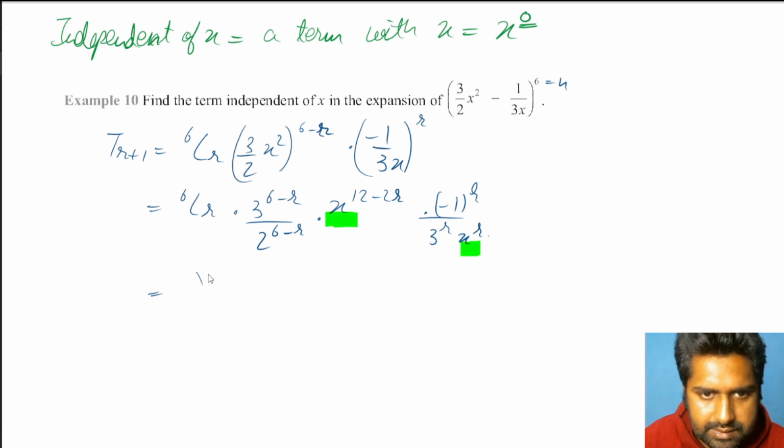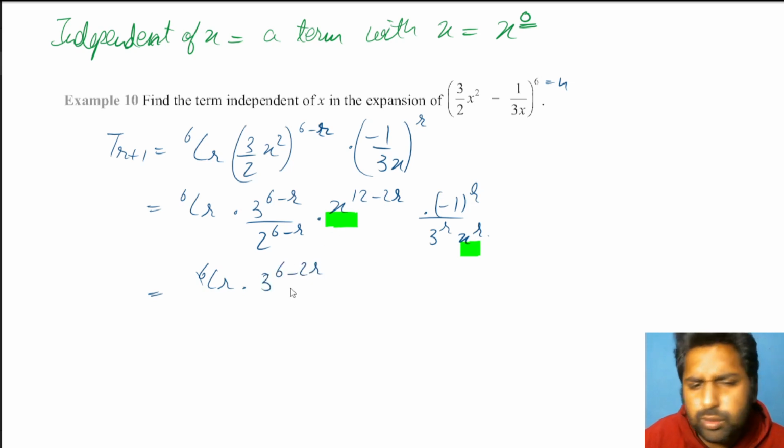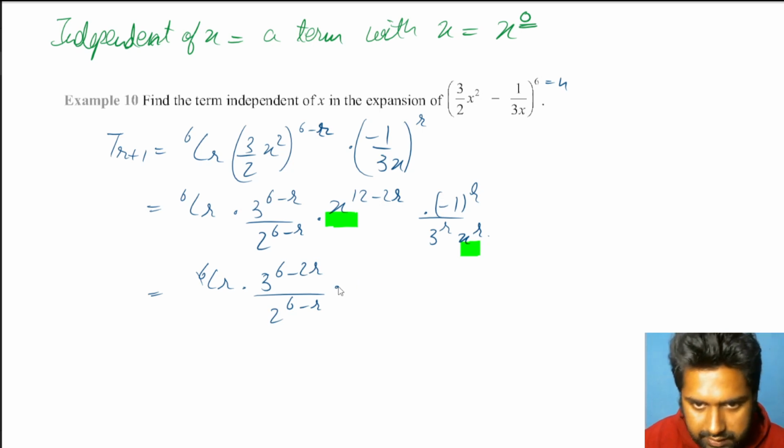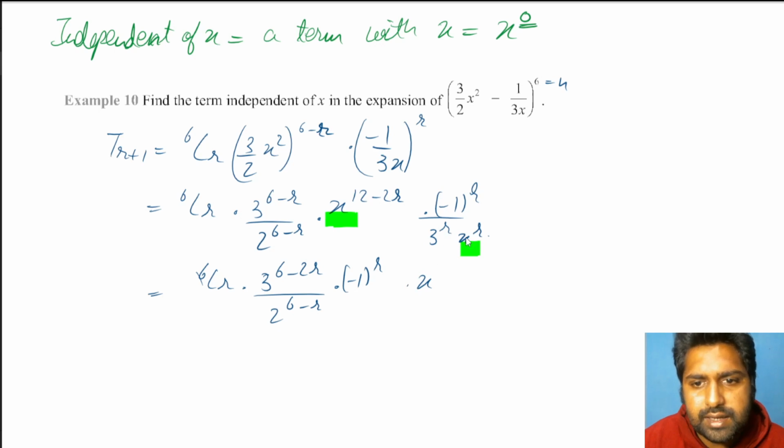Copy everything else. So 6Cr. I think we can solve the power of 3 also. So let's solve it. 3 raised to power 6 minus 2r. Even if you don't solve it, it doesn't make much of a difference. 6 minus r. (x minus 1) raised to power r is also there. Minus 1 raised to power r. And x raised to power, they are in division, so the power will get subtracted. So 12 minus 2r minus r. So that becomes 12 minus 3r.